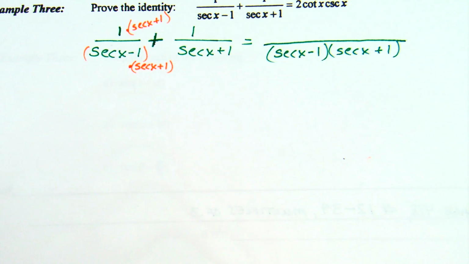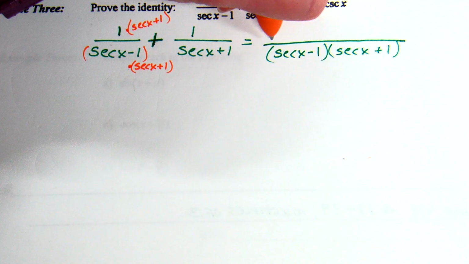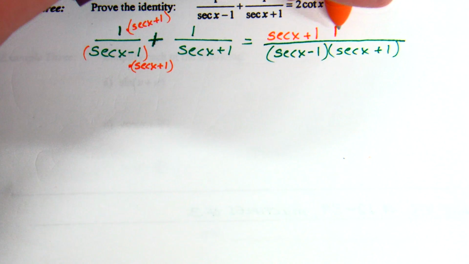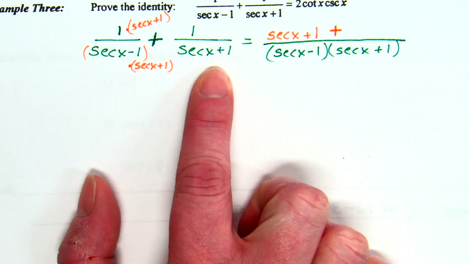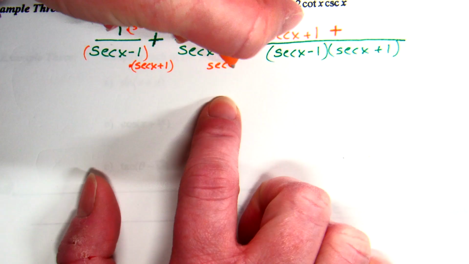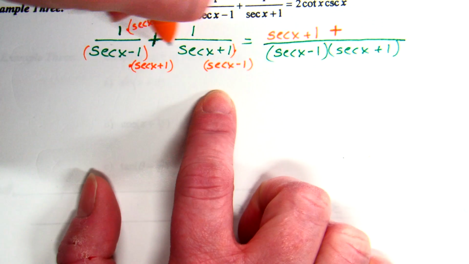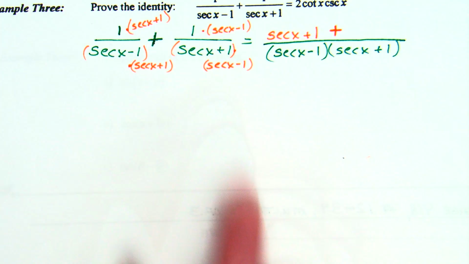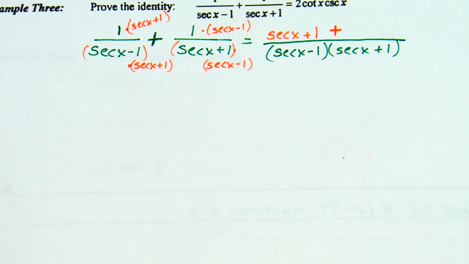Numerator. What do you notice about the numerator? What cancels? The ones cancel. What's secant x plus secant x? 2 secant x. So my numerator goes to just being 2 secant x. It's kind of like me saying, what's x plus x? And you're supposed to say 2x, right? So what's secant x plus secant x? 2 secant x.